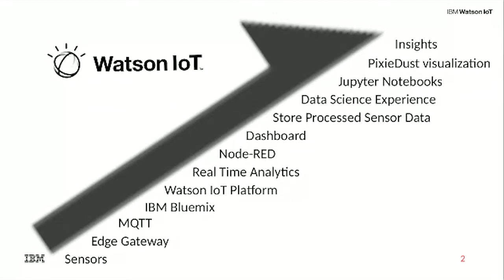We can apply some Apache Spark libraries and some pixie dust visualization techniques and look for insights. And it's those insights that become really interesting, looking for anomalies, especially in industrial machinery. We want to look for anomalies in the production lines. And so these are the steps that I would take to build a production system.